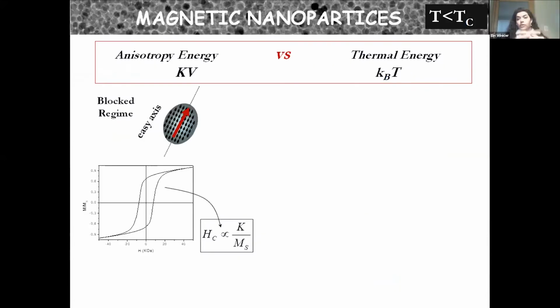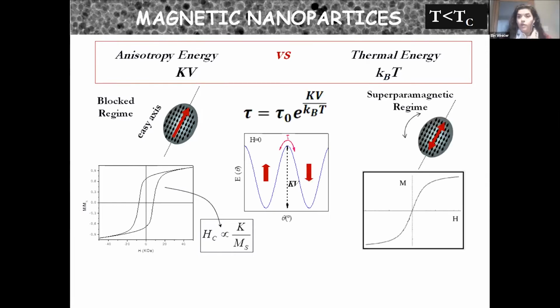So if we reduce the size of the nanoparticle, this anisotropy energy will be reduced and we will reach the situation where the thermal energy will be larger than the anisotropy. So in that case, the energy that determines that the magnetic moment is along one direction is smaller than the thermal energy, so the magnetic moment will start to fluctuate. When we arrive to this situation, we say that we are in the superparamagnetic regime.